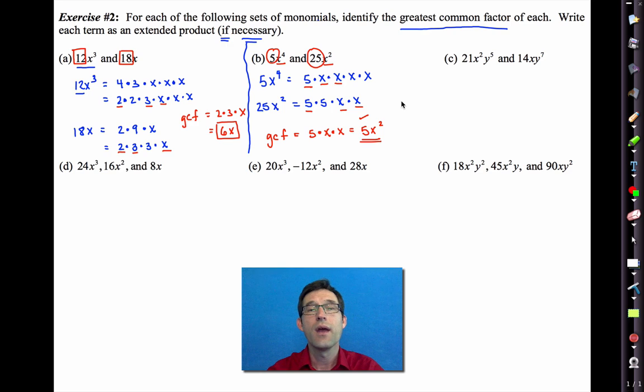All right. Here's what I'd like you to do. I'd like you to pause the video now. Write out letter C in both extended product form, and then we'll also go over it in the shortcut form. And then we'll probably just utilize the shortcut from then on out, okay? But pause the video now and see if you can figure out the greatest common factor of those two terms. It's a little bit challenging because it has both x and y in it, but I think you can do it.